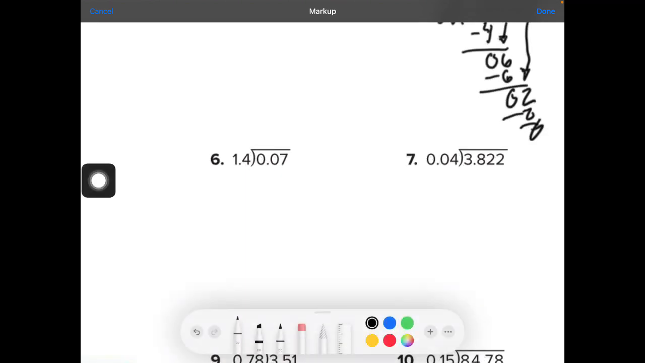Both of the decimals, we're going to move. All right, number 6, we're going to move the decimal over here, and then the decimal is going to be over here. So our new number is going to be 14 division bar 0.7. Okay, that'll help us not be so confused.